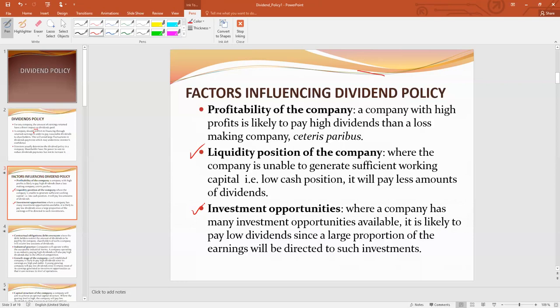The more they are, by default, the lower the amount of dividend you can pay to the shareholders. If you don't have any investment you are making, what does that mean? Pay the shareholder the dividend. If you have huge potential investment, retain the money so that you can have an internal finance source. Okay, is all clear?